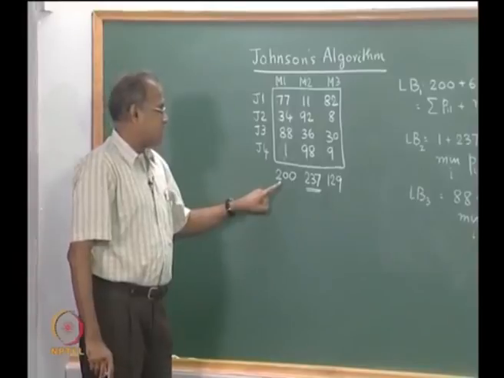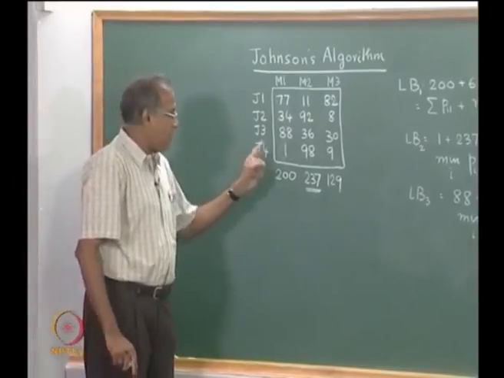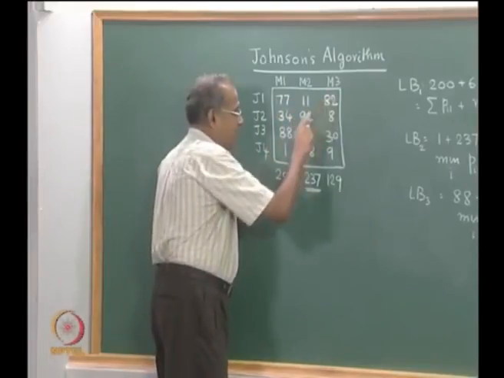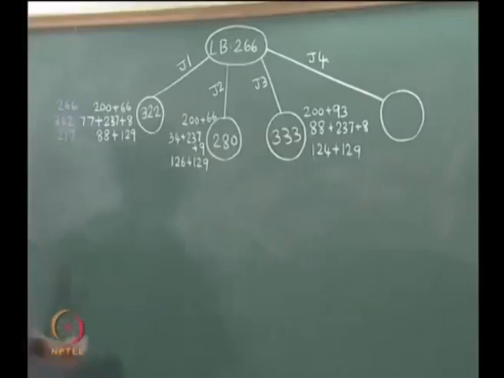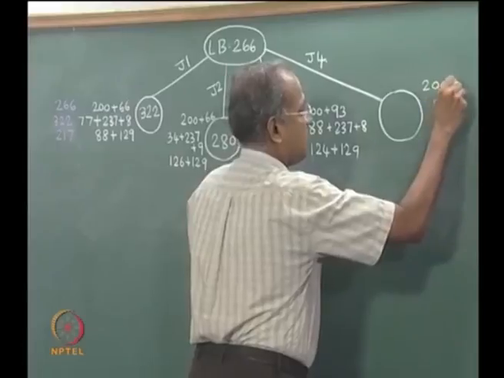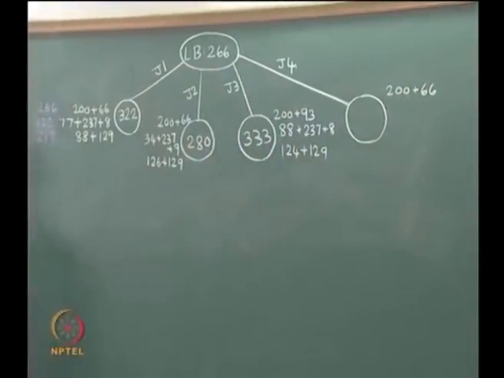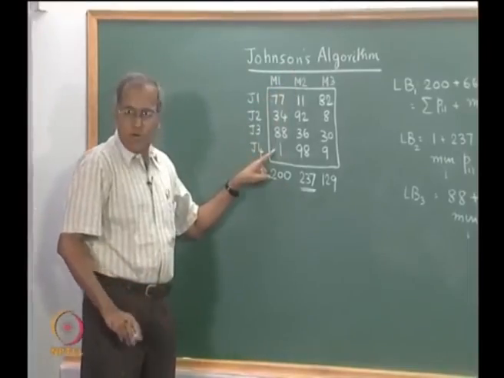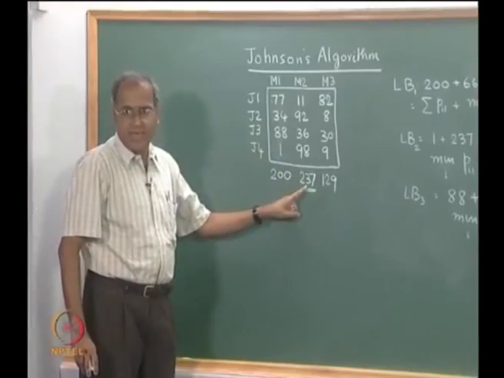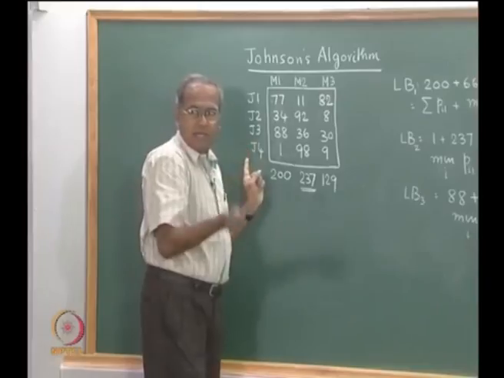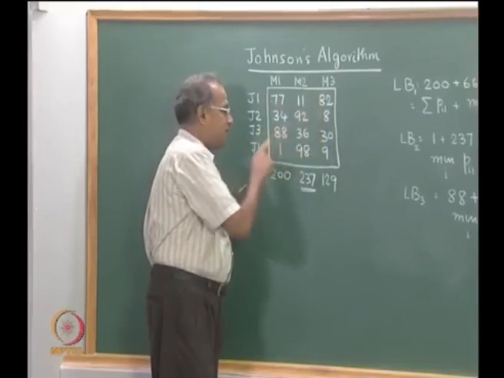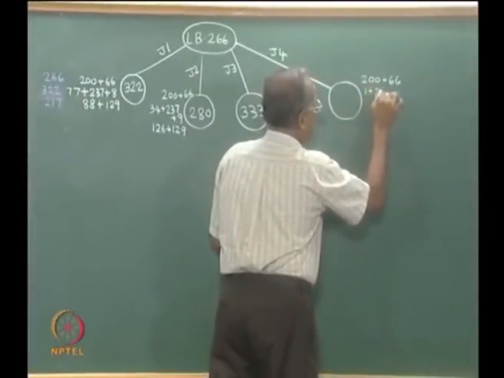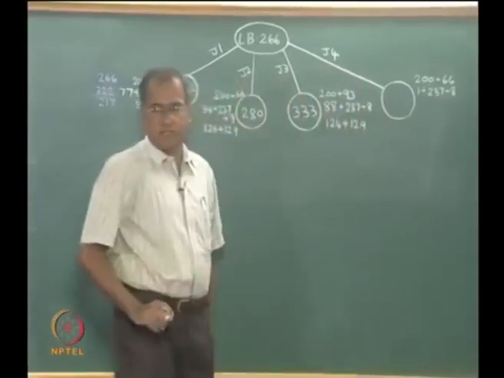So M1 takes a time equal to 200. J4 now cannot be the last job, it can only be J1, J2 and J3. So the minimum of 93, 100 and 66. So you will get the same 200 plus 66 here. Now if J4 is the first job, the earliest M2 can begin is 1. So 1 plus 237 is 238. Once again J4 cannot be the last job, so the minimum of this and this, which is 8. So 1 plus 237 plus 8, which is 246.